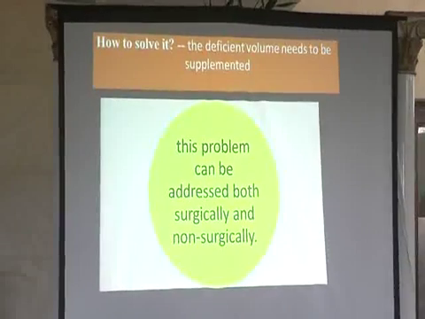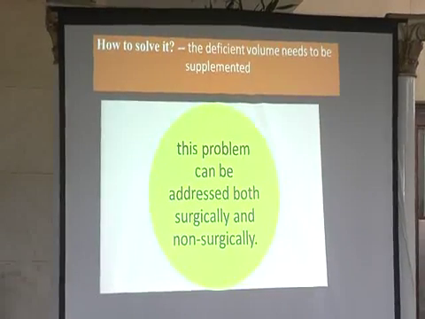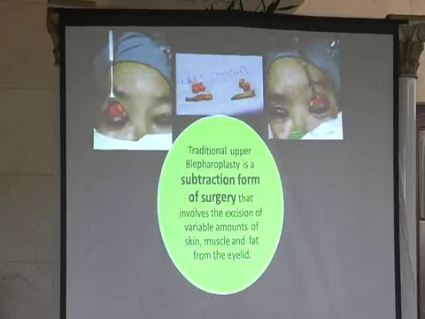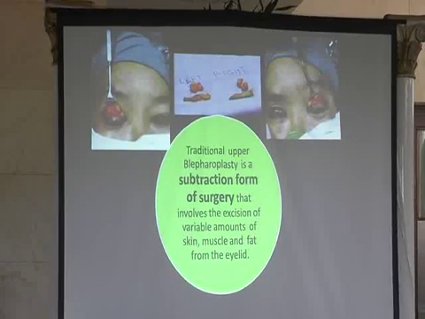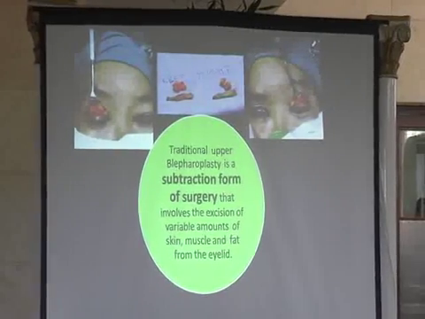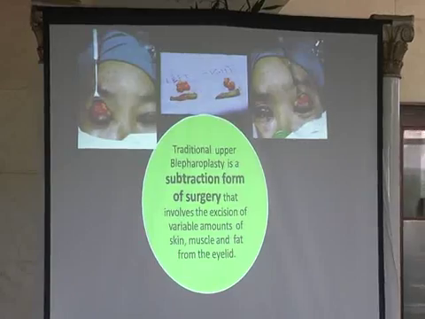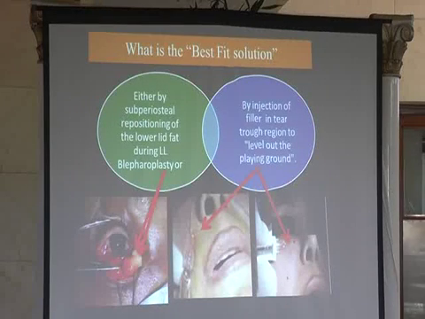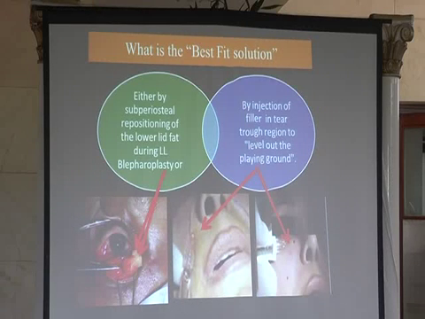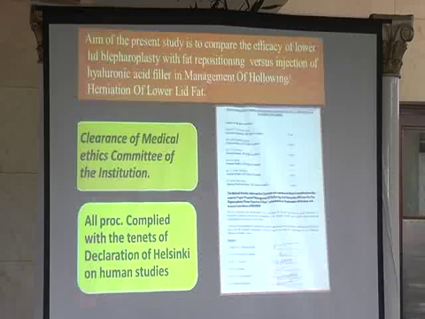So how to solve this problem? This deficient volume needs to be supplemented, which can be addressed both surgically and non-surgically. Traditionally, we know that a blepharoplasty is a subtraction form of surgery which includes excision of variable amount of skin, muscle and fat. So what is the best fit solution? This can be either a blepharoplasty combined with a subperiosteal repositioning of the lower lid fat during the procedure, or the injection of filler in order to level out the parigon.